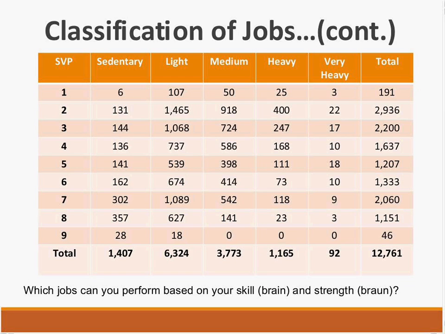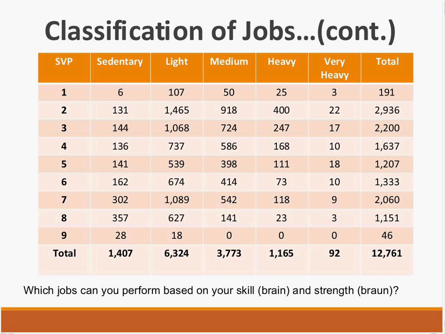Now, this classification of jobs is a chart in the PowerPoint presentation that is directly from the DOT, showing a cross tabulation based upon skill on the left-hand side, as well as exertion across the top. And you can see that there are 12,761 jobs in the DOT, and you can see how that breaks down cell by cell. And that's the way in which we calculate labor market access.